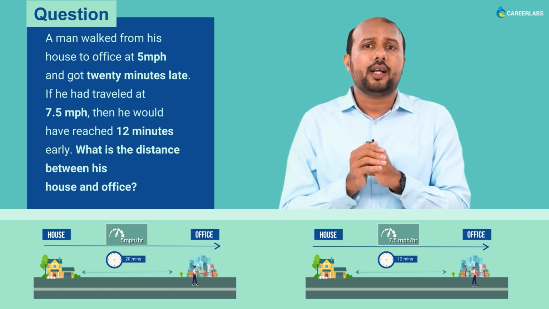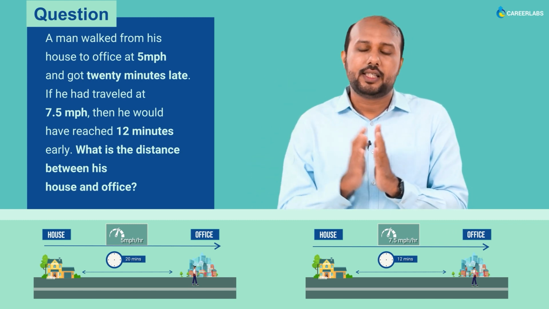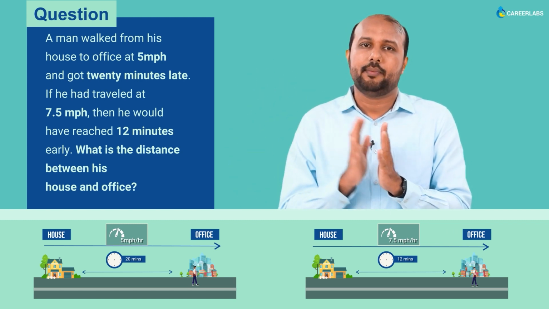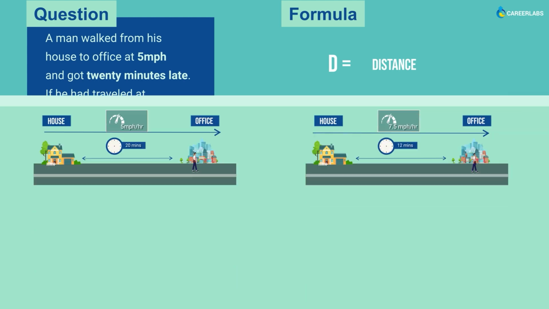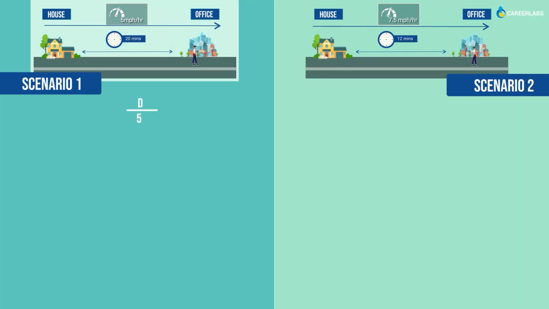Okay, let's take a look at how to solve this in the first conventional method that we call the equation method. Here, let's take d as the distance and t as the exact time that is supposed to be spent on travelling the distance from house to office. Let's come up with the formula on the basis of time taken. We know that time is nothing but distance travelled divided by speed, and that will be d by 5 for the first scenario, and in the question it's given that when he travels at a speed of 5 miles per hour, he is late by 20 minutes.